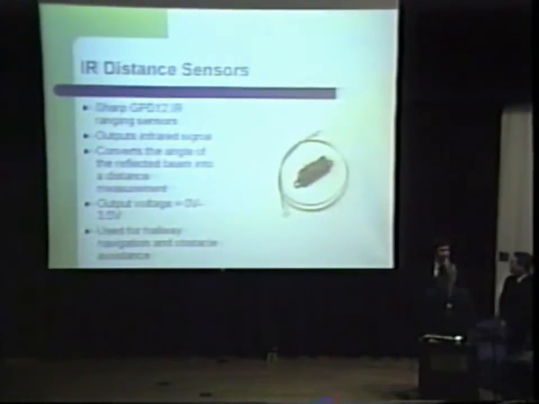The IR sensors we used were the Sharp GP2D12 IR ranging sensors. It outputs an infrared signal at a certain angle, and as the signal gets reflected off of a surface, it measures the angle that it's reflected and converts that into an analog output voltage between 0 and 3.5 volts. We used 9 of these to navigate around the hallway and avoid obstacles.